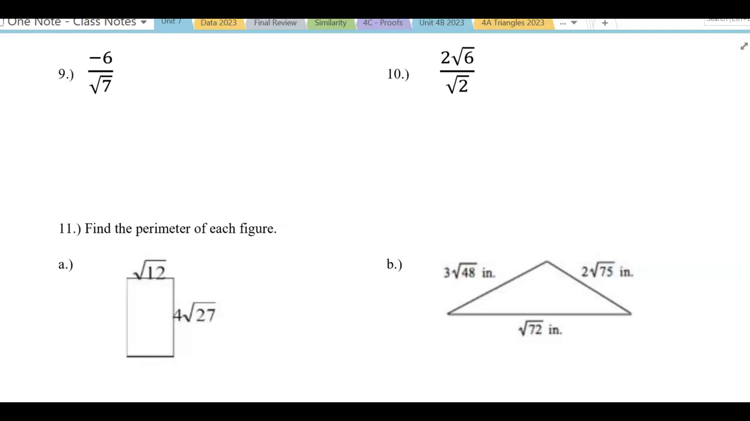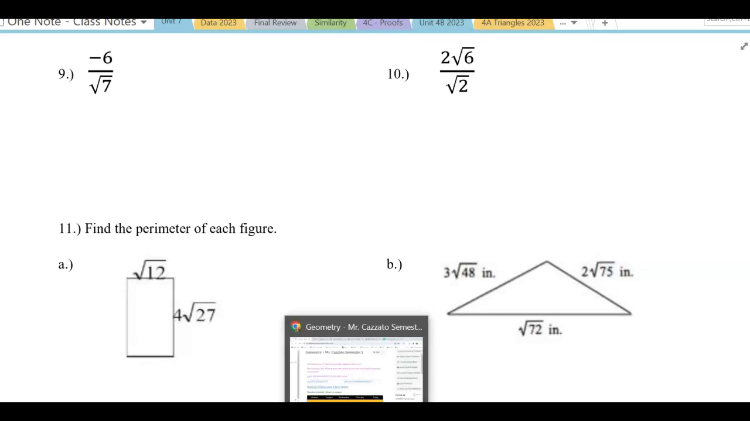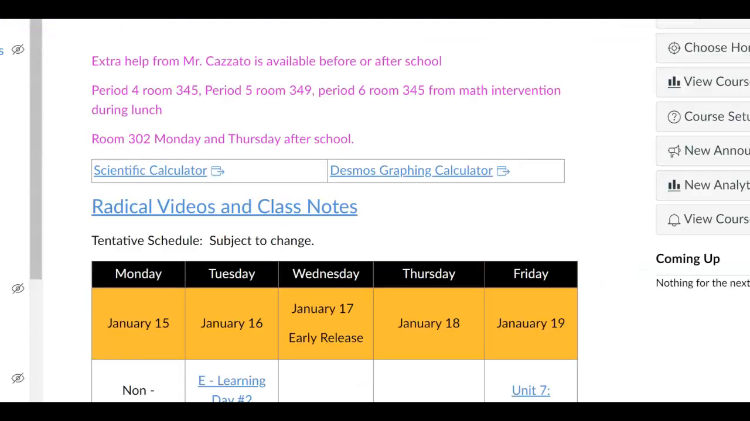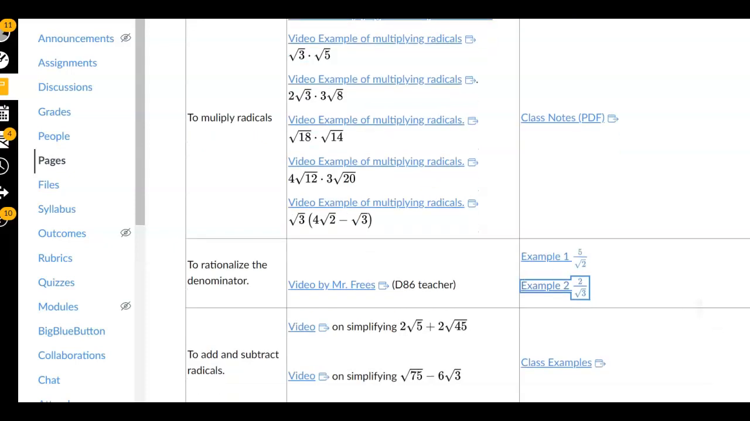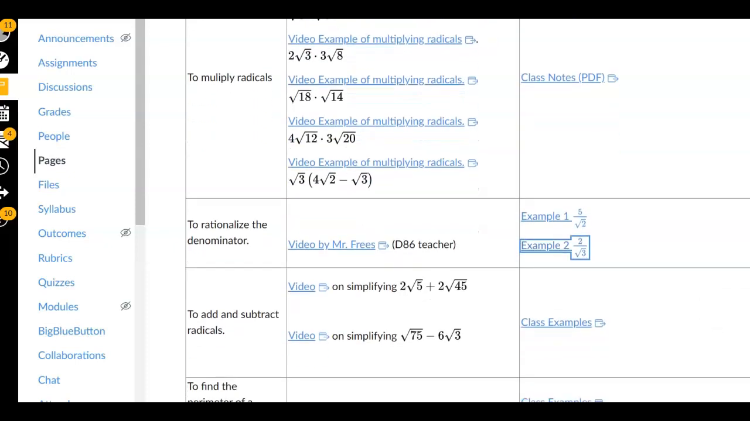Hello geometry students. Today's learning target is to solve problems 9 and 10 on the Unit 7 study guide. And the technique here is rationalizing the denominator. So if you go to the website, you click Radical Video and Class Notes, you'll see this page. And one of the learning targets is to rationalize the denominator.